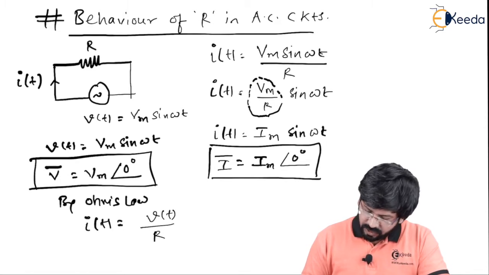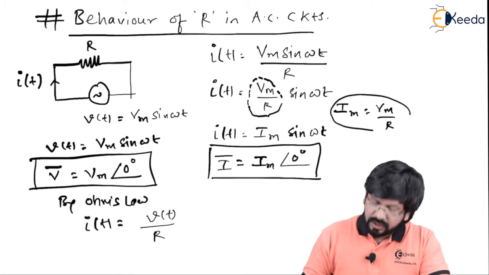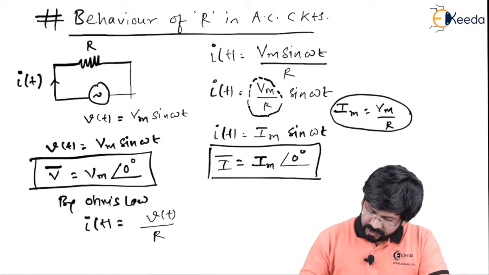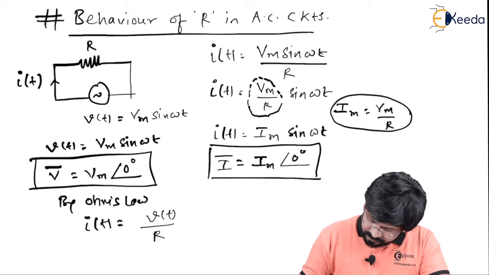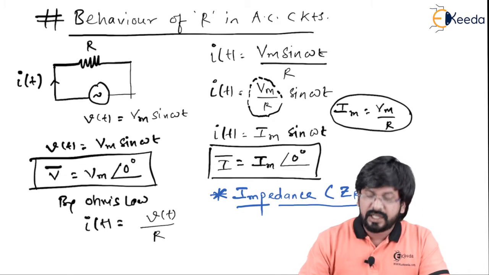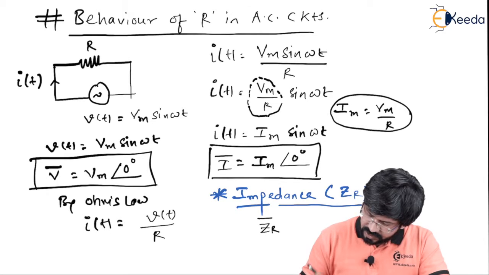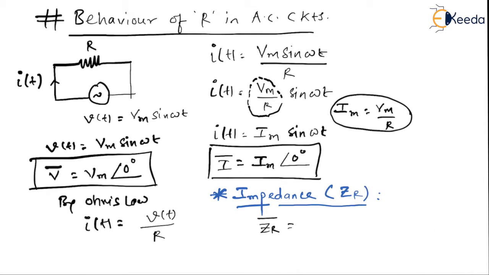V vector and I vector we already have. Do not forget, here Im is nothing but Vm by R. After this, we will see the next segment where we will calculate impedance, that is ZR, meaning the impedance of the circuit when only a resistor is present. ZR is also a vector value, therefore given as V vector upon I vector.